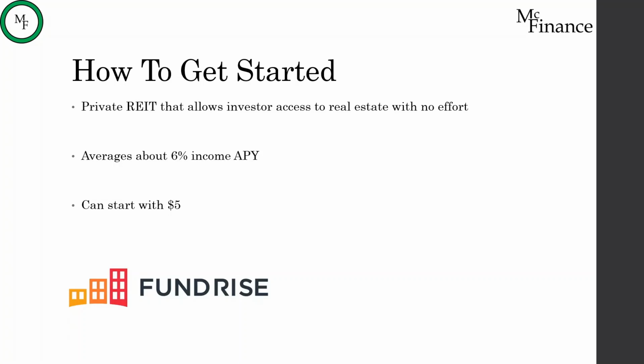And according to Fundrise, they have averaged about 6% average income return since they've started. This provides a consistent and easy way to invest in real estate for anyone. Another big advantage that Fundrise has is that anyone can start with as little as $5. That means they can fit with any budget.